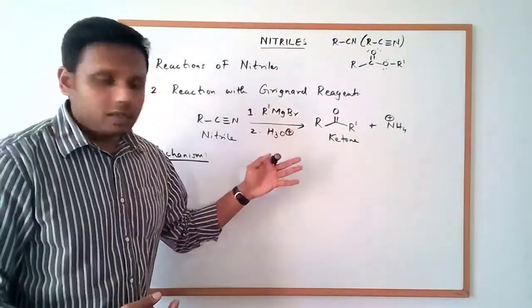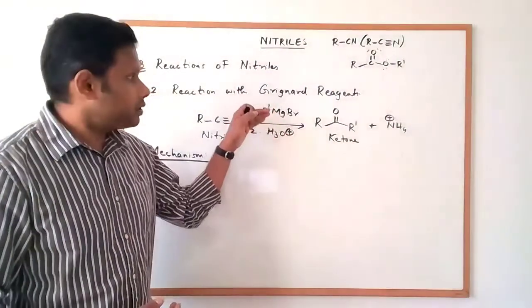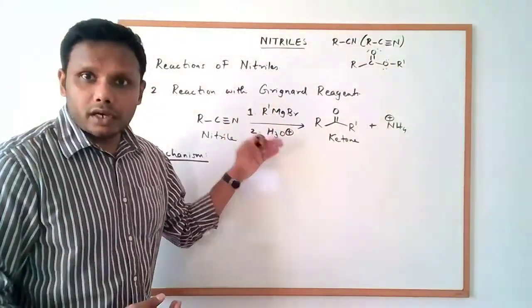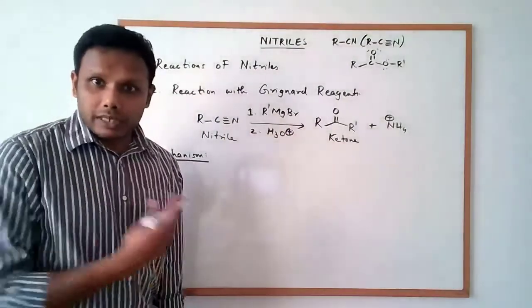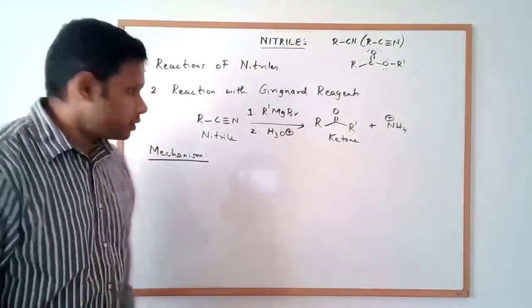Like all other Grignard reactions, the first step is the attack by the Grignard, which is followed by a hydrolysis. But the end product that we get is a ketone. So let's look at the mechanism of this reaction, how this happens.